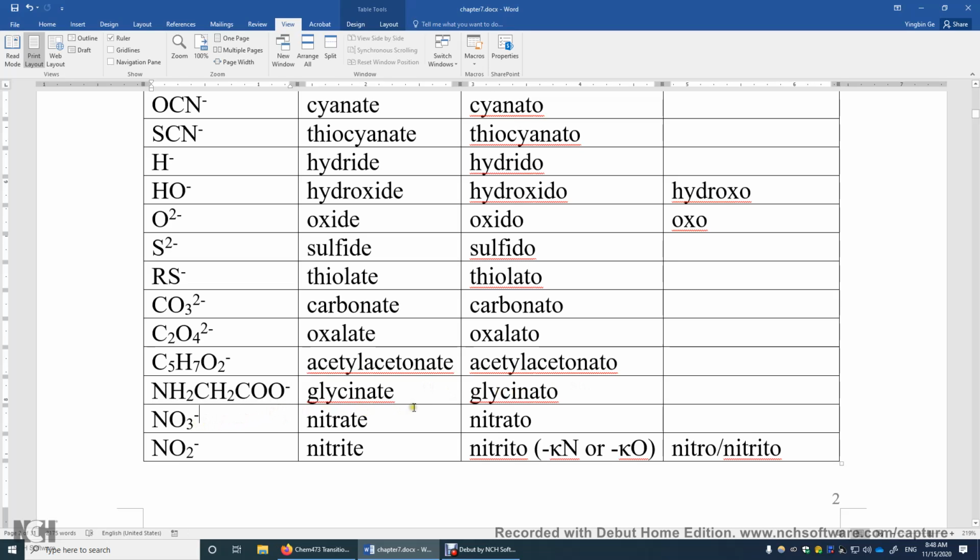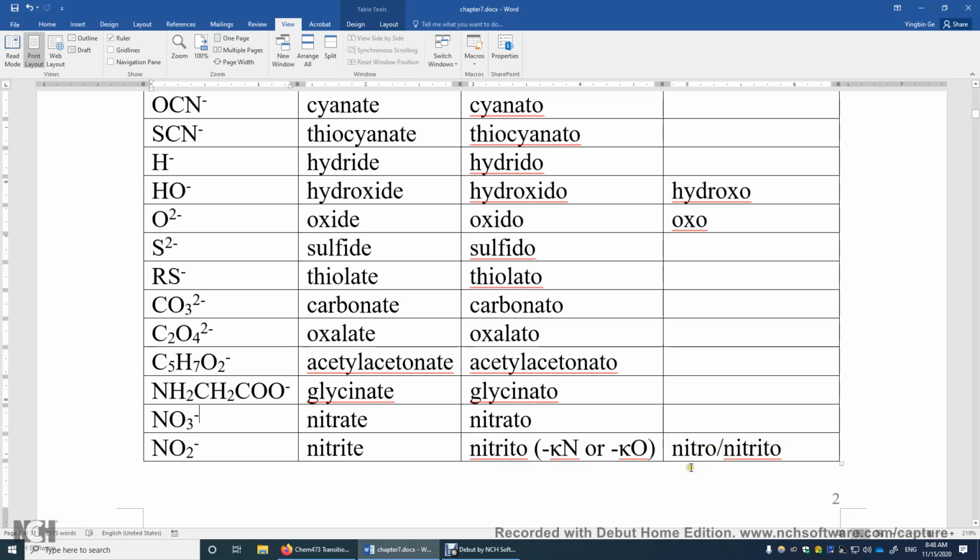This is just nitrate. The ligand name is nitrato. This is nitrite with one less oxygen than nitrate. So this is nitrite. More oxygen, -ate; less oxygen, -ite. In transition metal chemistry, this ligand is nitrito. And in this ligand, you can have nitrogen bonded to the transition metal, and then you say kappa-N. If oxygen is bonded to the transition metal, then it's kappa-O. Common name is nitrito.